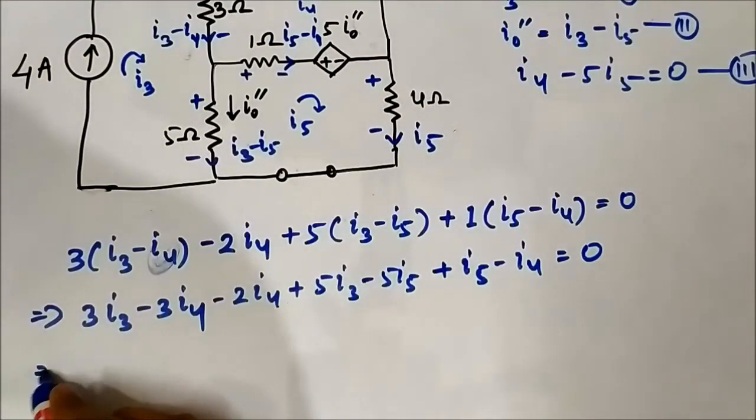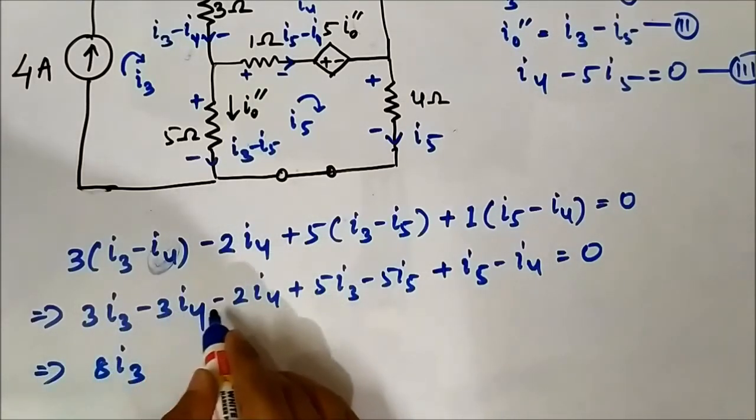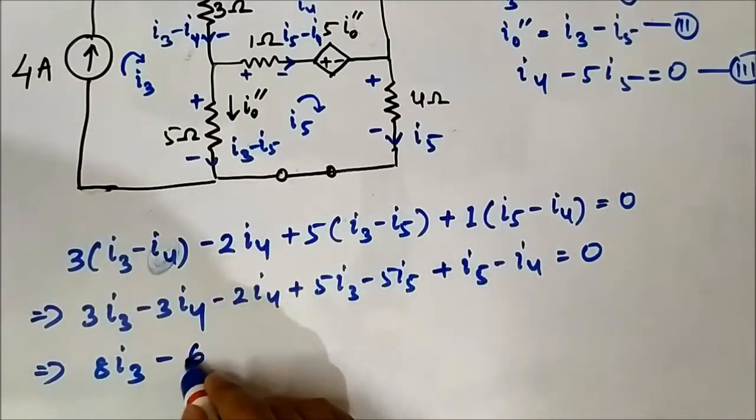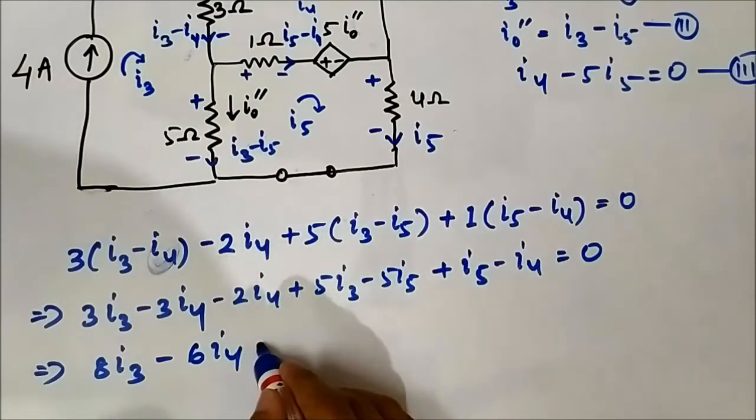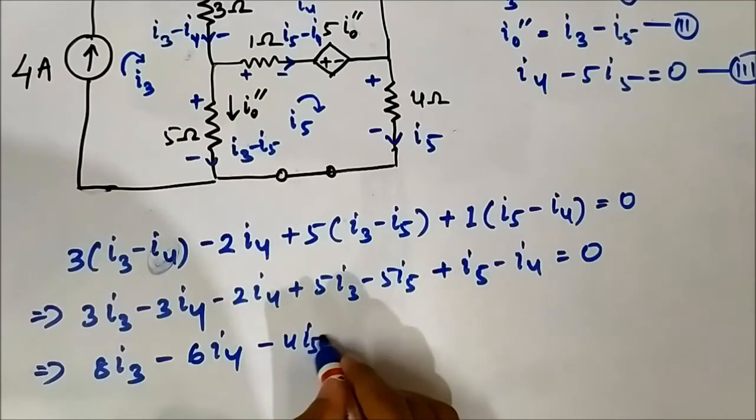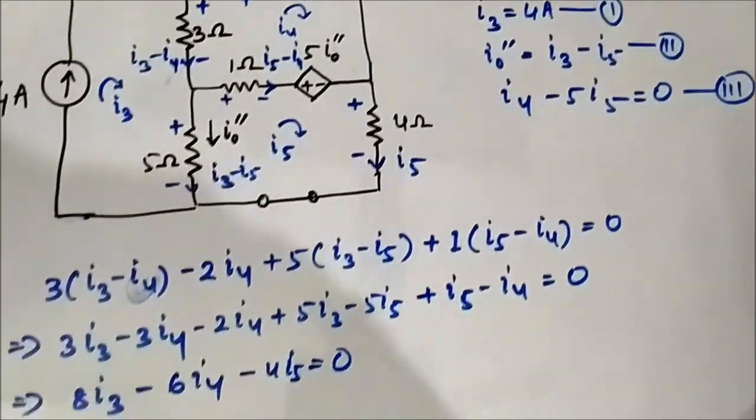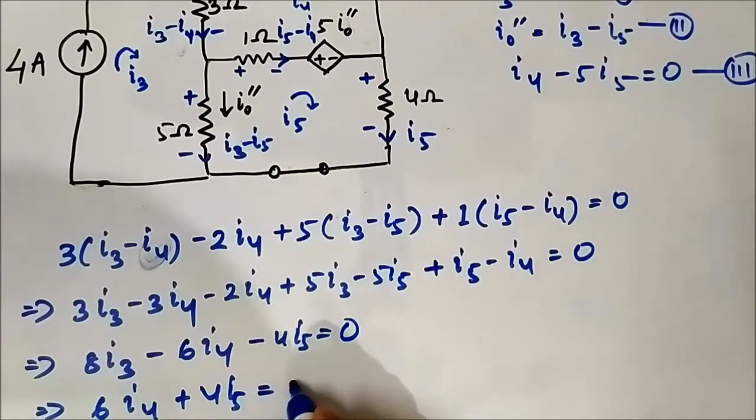Or we can write 8 I3 minus 6 I4 minus 4 I5 equal to 0. Now I3 is equal to 4, so 8 I3 will be equal to 32, or we can write 6 I4 plus 4 I5 is equal to 32.